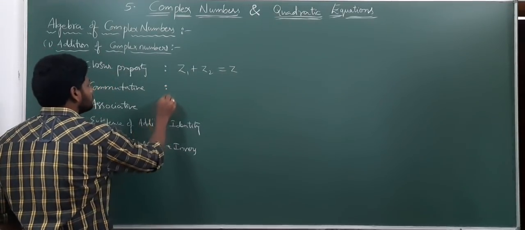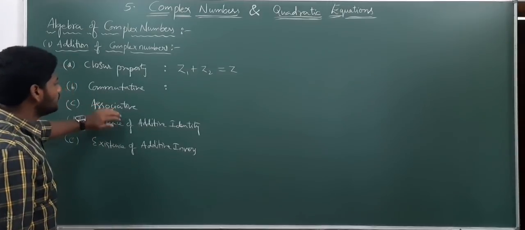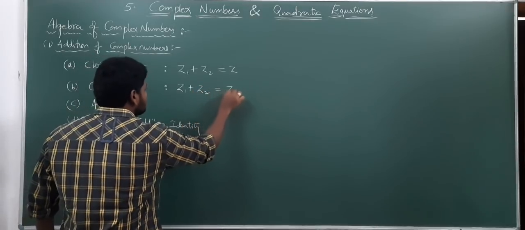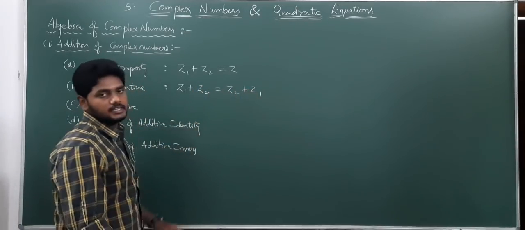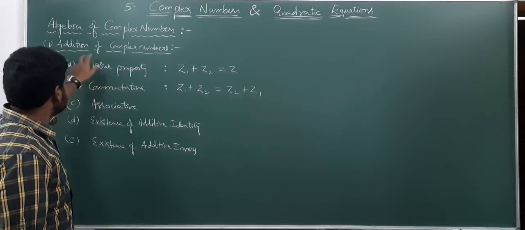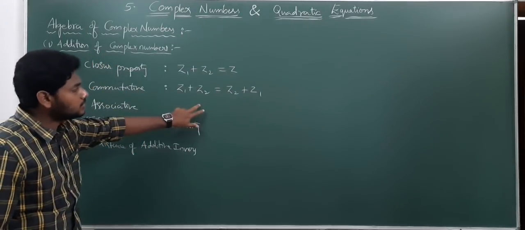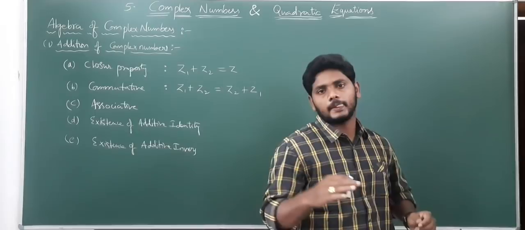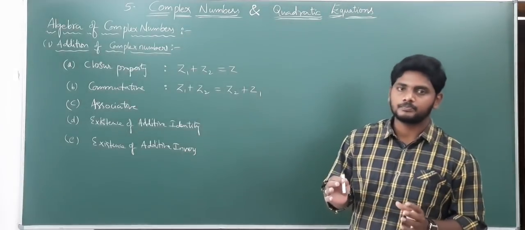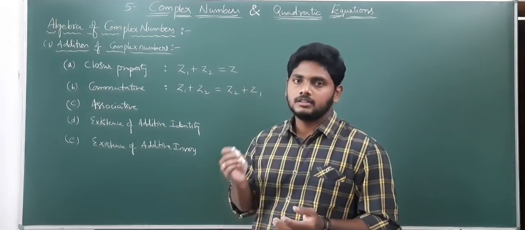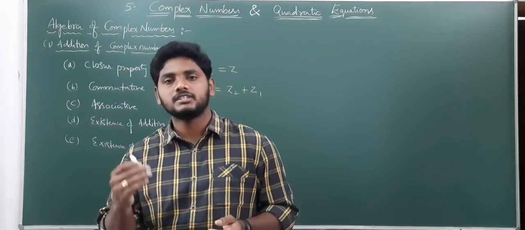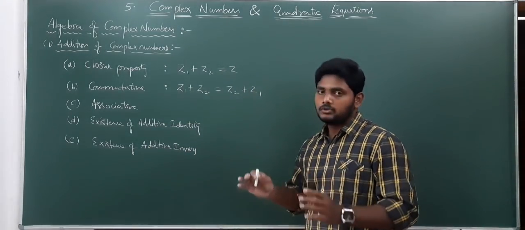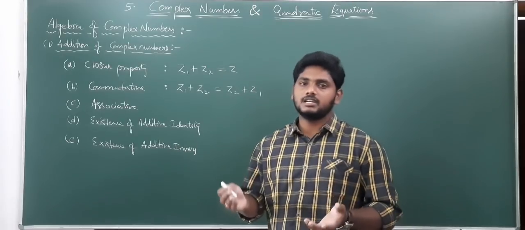Next, commutative property. Commutative means if Z1 plus Z2 is equal to Z2 plus Z1, then this property obeys commutativity. If you take any two complex numbers, Z1 plus Z2 is equal to Z2 plus Z1. So any real number, why? Because in the real number system, natural numbers are also real numbers, integers are also real numbers, rational numbers are also real numbers, irrational numbers are also real numbers, right? So up to now, we know the biggest number system is the real numbers, right?